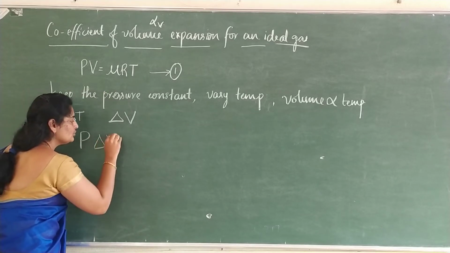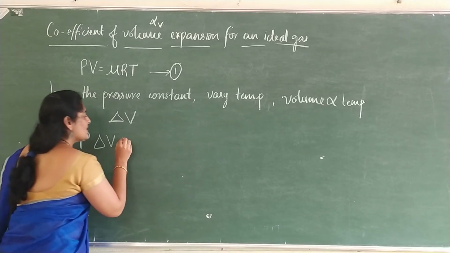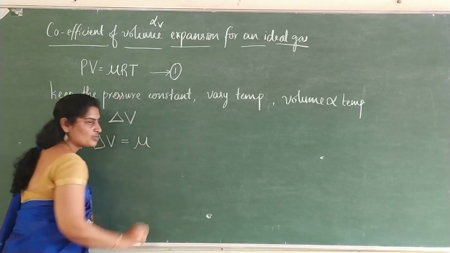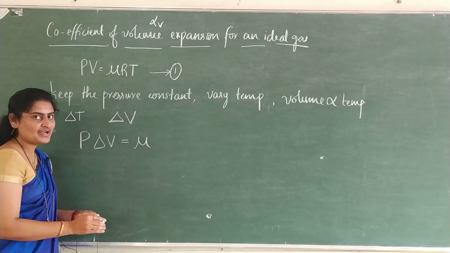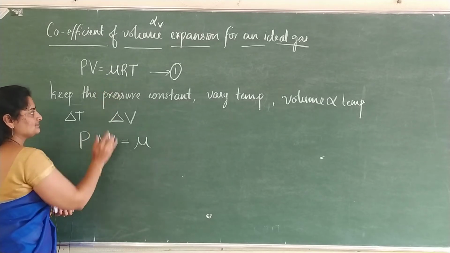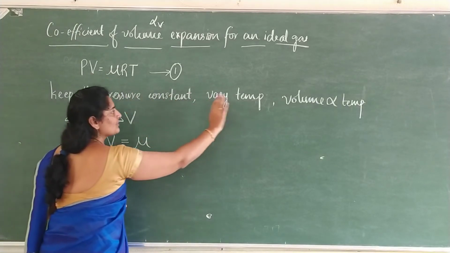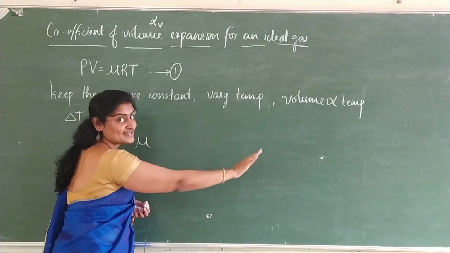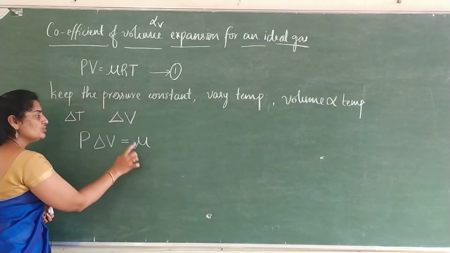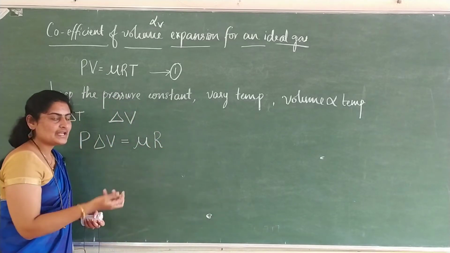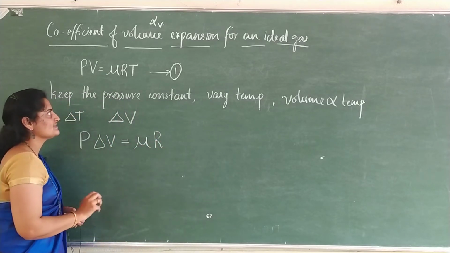So P into delta V must be equal to mu, the number of moles of gas in the same sample. We are considering the same sample, so mu remains the same. The universal gas constant is anyway a constant, so it doesn't change.